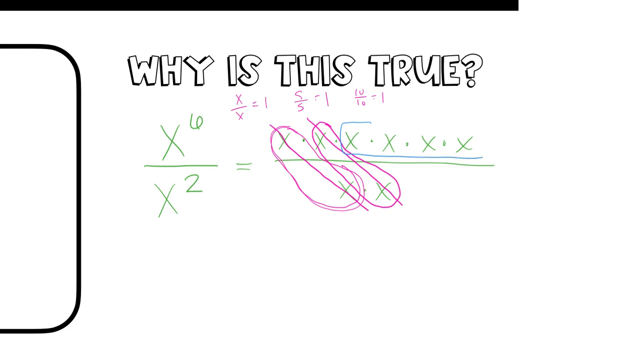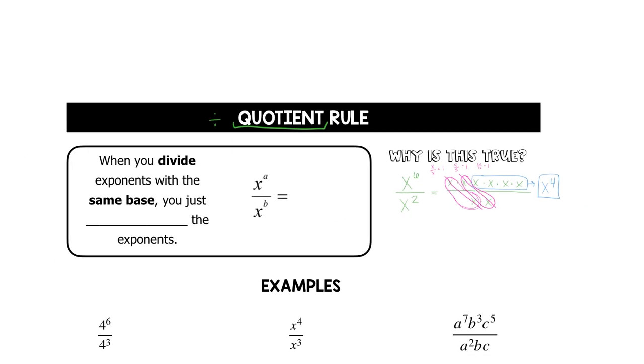If I cancel those out, look at what we have left. We have 4 x's up top. That is the same thing as x to the 4th power. If you notice what happened with the exponents here, 6 minus 2 is 4. So when you divide exponents, you really just subtract them. It's kind of like the opposite of the product rule, and that would make sense, right? Because multiplication and division are just opposites. So instead of adding them, we can just subtract them. So dividing exponents with the same base, you just subtract the exponents. So this would be x to the a minus b.